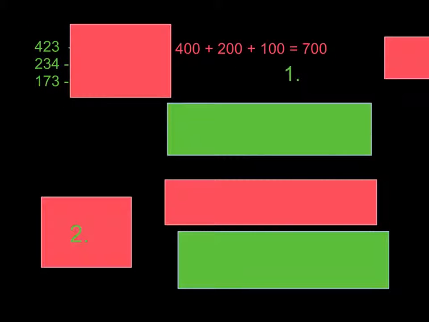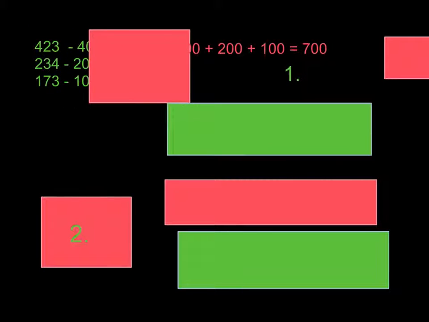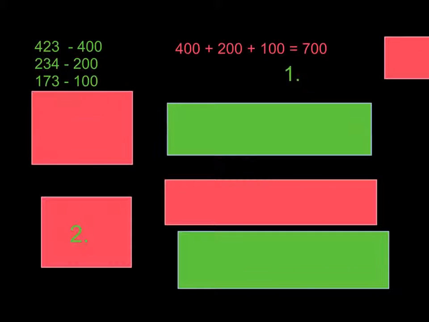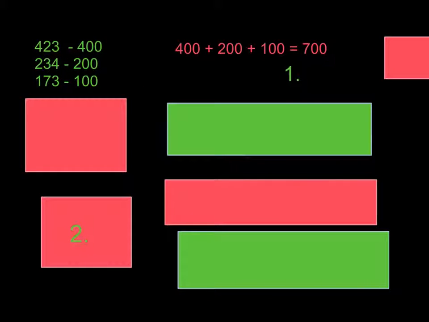So if we take a look at problem 1, when we take 423, we leave the 4 the same, and then we make it 400. We have a 2, we leave the 2 the same, 2 zeros. Finally, we have 173, we keep the 1, the rest becomes 2 zeros. As you can see over here, then we take 400 plus 200 plus 100, and it gives us an approximate answer of about 700 cookies.